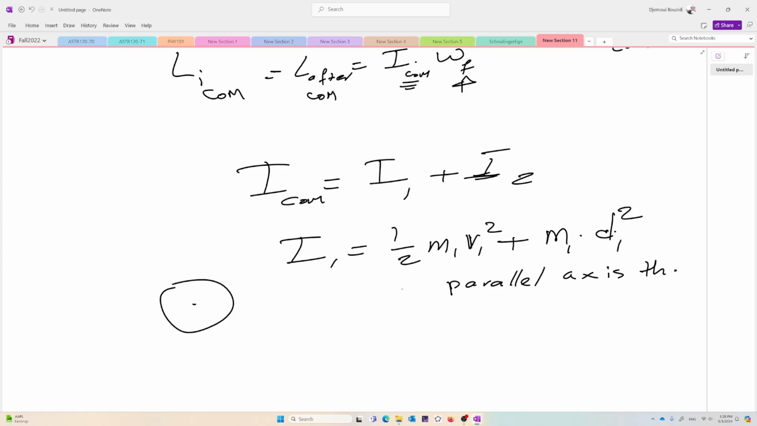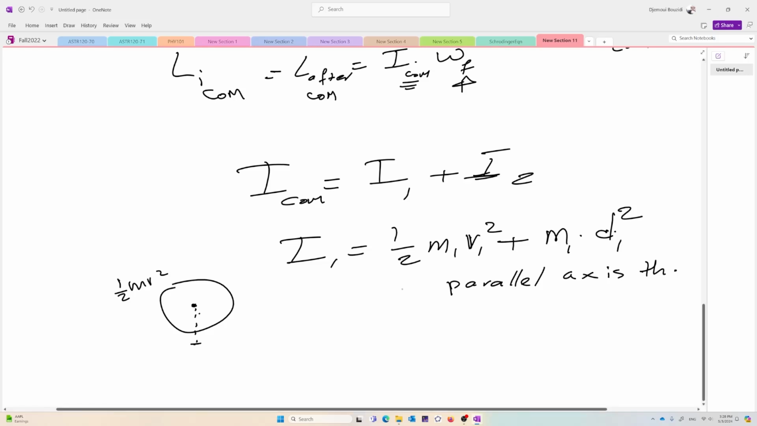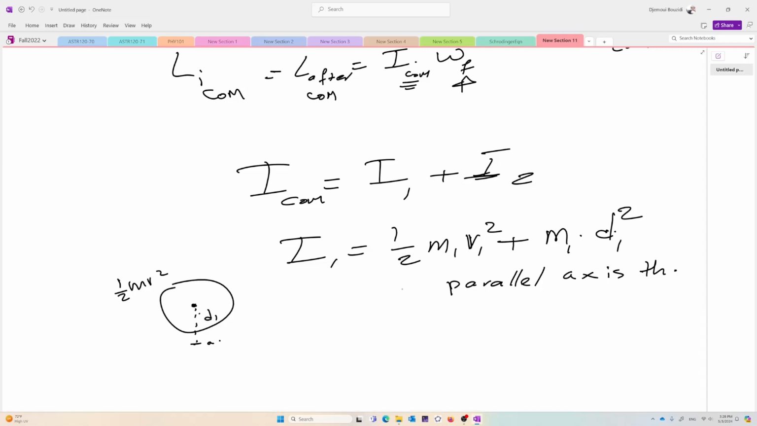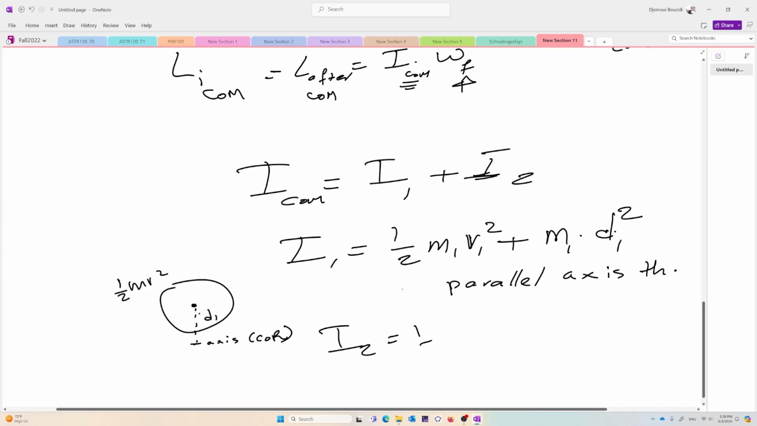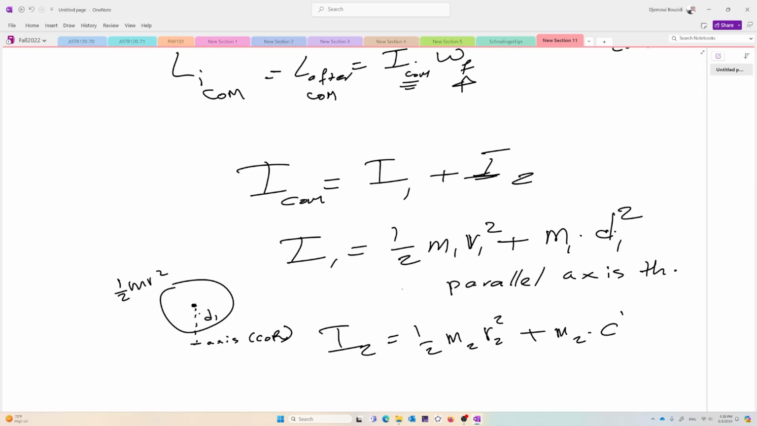So its own moment of inertia with respect to its own center of mass is 1/2 mass times r squared. That's a disk. It's not a point particle. Plus, this is the distance from this axis of rotation. The common center of mass is the new axis of rotation. So this distance is d1. So I have to take the entire mass, which is m1, times the distance d1 squared. So this is I1. I2 is similar: 1/2 m2 r2 squared, plus its mass m2 times its distance squared from the center of mass.